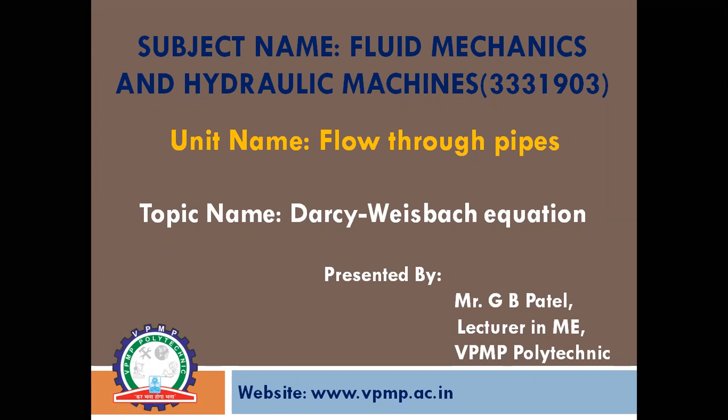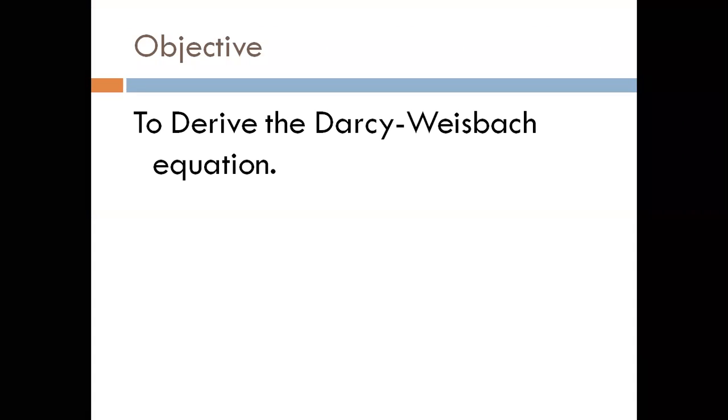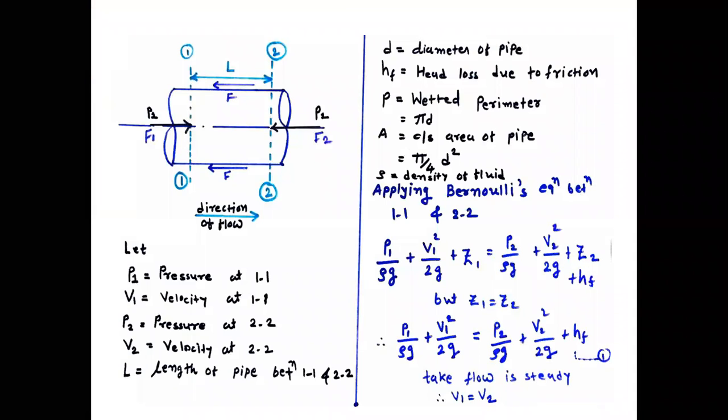The subject is Fluid Mechanics and Hydraulic Machine. The subject code is 3331903. Today we are going to discuss the Darcy-Weisbach equation. The objective of this video is to derive the Darcy-Weisbach equation. So let us derive the Darcy-Weisbach equation.